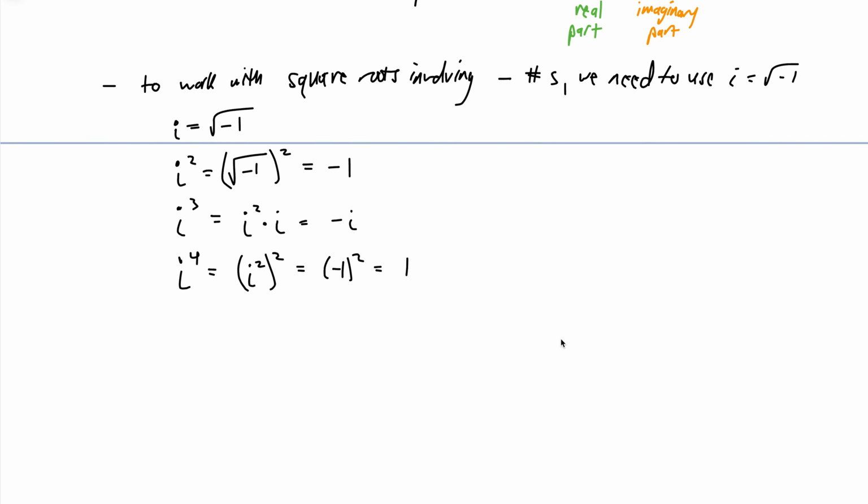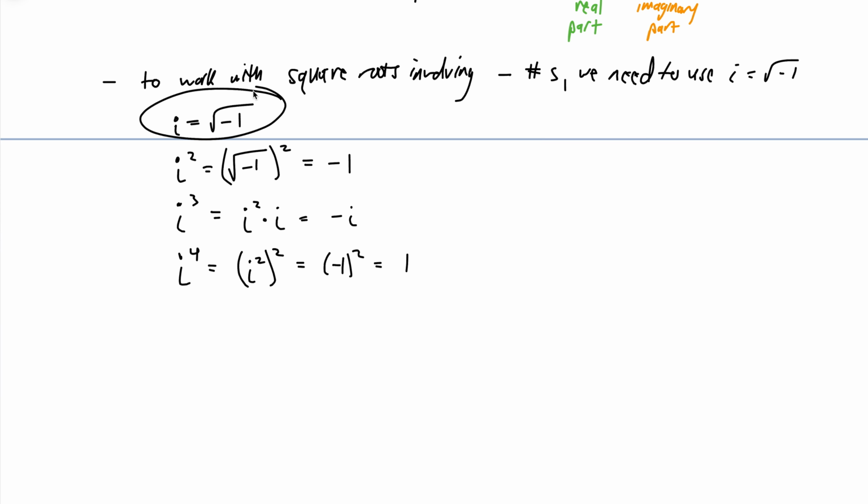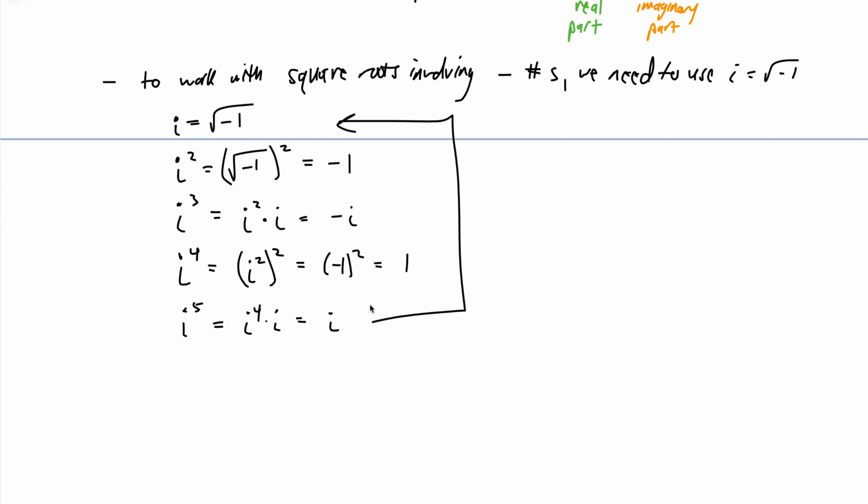So what do we notice? There's a pattern: we get i, -1, -i, 1. If you were to go to i to the 5, I would just take i to the 4 times i, which is 1 times i, or i. So this brings us back to the start. i to the 6 would then be equivalent to i squared. i to the 7th would be the same thing as i cubed. i to the power of 8 would then be i to the 4.